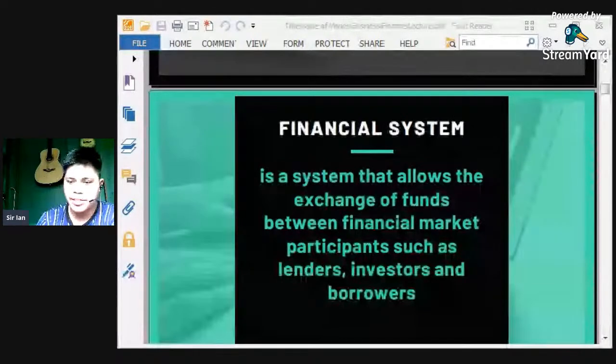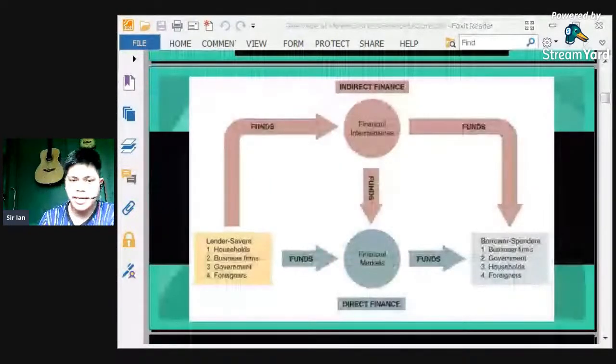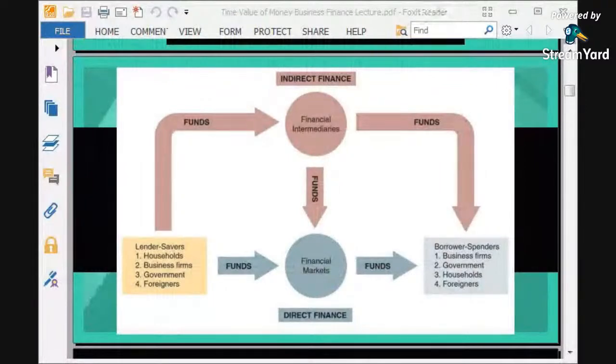Okay, so for us to further understand this financial system, let's take a look at this illustration. As you can see, there are two types of individuals involved in the financial system. On the left side are the lenders or savers. These lenders or savers are the people that technically have the money. It can be ordinary individuals or households, business firms or business organizations, government agencies or government sectors, or foreigners that have money they want to lend to others or to save in return for interest.